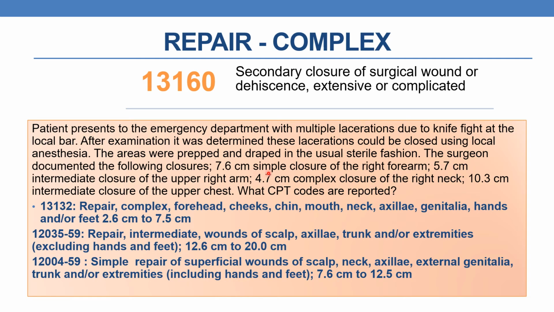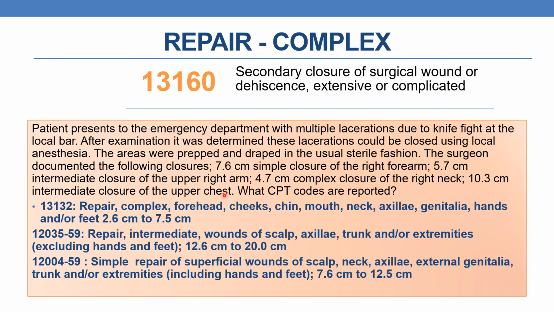First one is 7.6 centimeters simple closure of right forearm. The next is 5.7 intermediate closure of the upper right arm. The next is 4.7 centimeters complex closure of right neck. The next is 10.3 centimeters intermediate closure of upper chest. What are the CPTs reported? Here, 3 different complexities of repair are done. Complex, intermediate and simple. Total 4 lacerations are there.